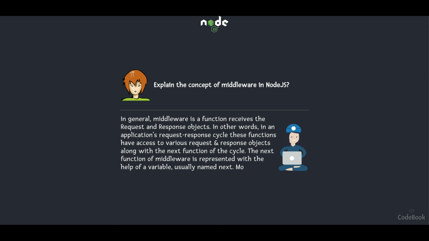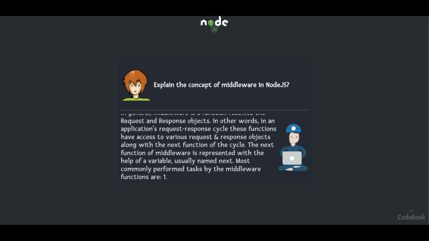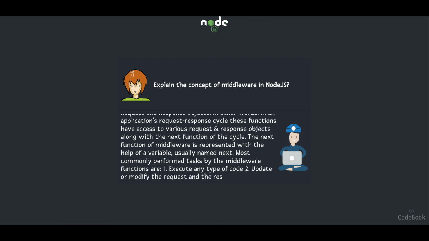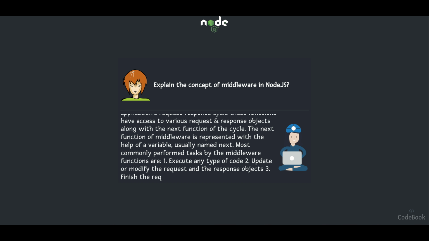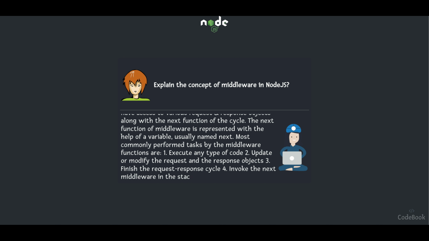Most commonly performed tasks by the middleware functions are: 1. Execute any type of code. 2. Update or modify the request and the response objects. 3. Finish the request-response cycle. 4. Invoke the next middleware in the stack.